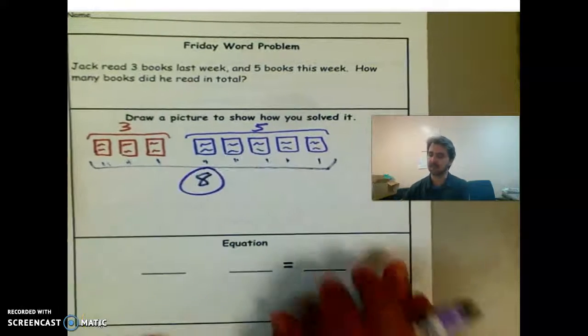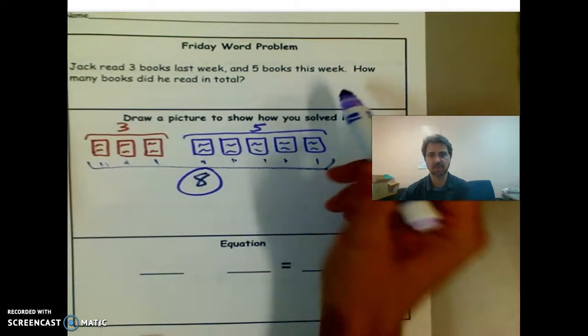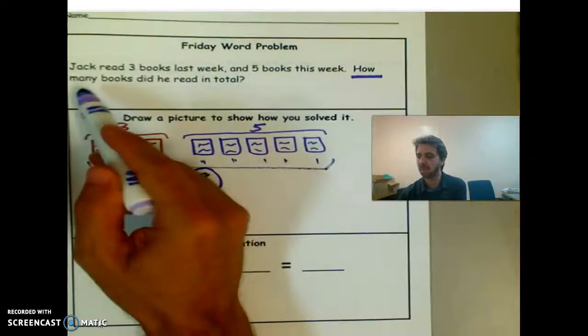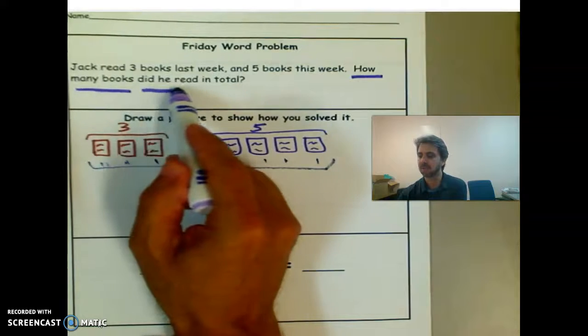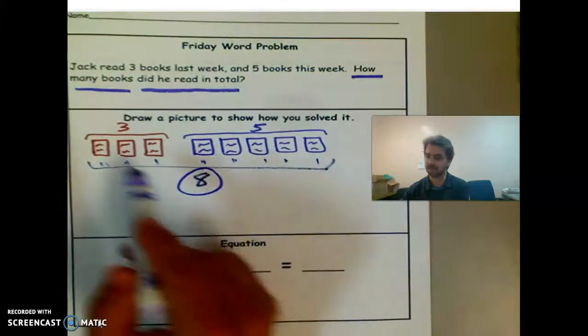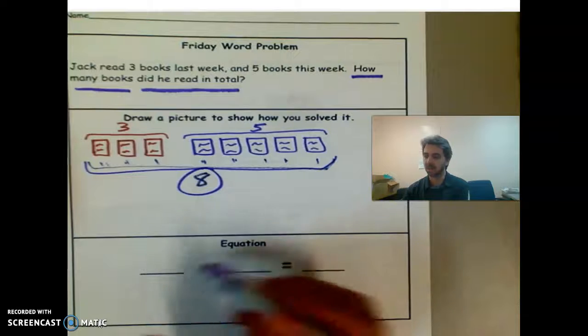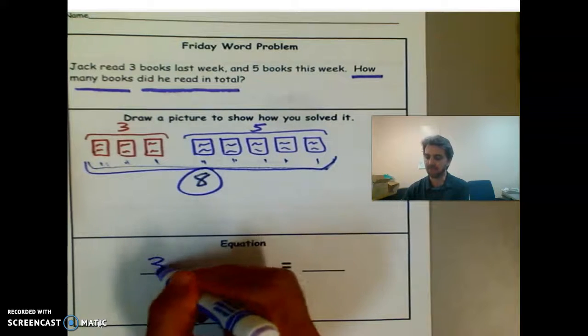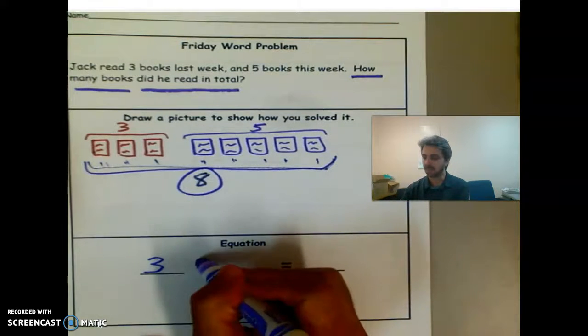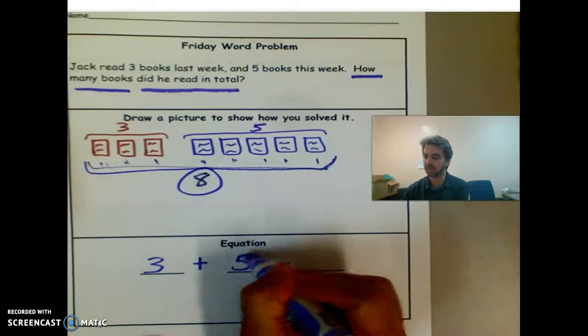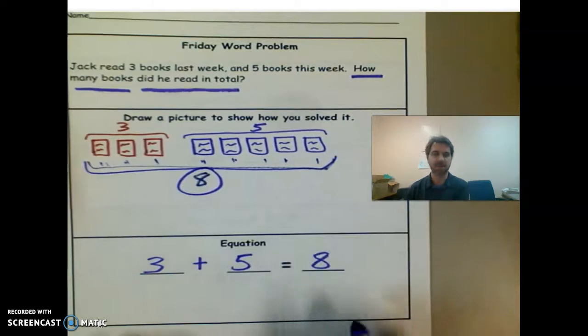All right, awesome. Do we answer the question? The question is, how many books did Jack read in total? Yes, this is the total amount that he read: 8 books. So our equation would be he first read 3 books last week, and then he read 5 more this week, so he read a total of 8 books. There's our equation. If you have not written that down yet, please pause the video and write that down, and then we're going to move on.